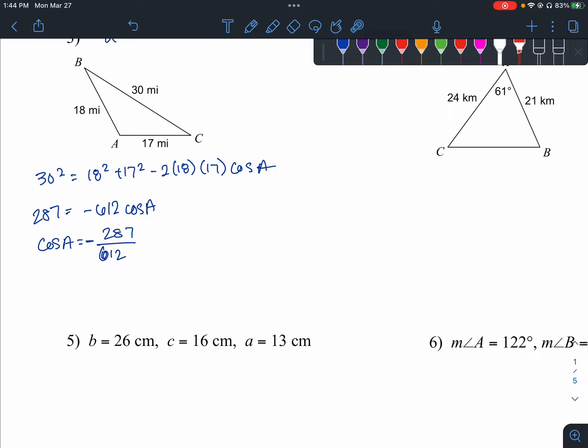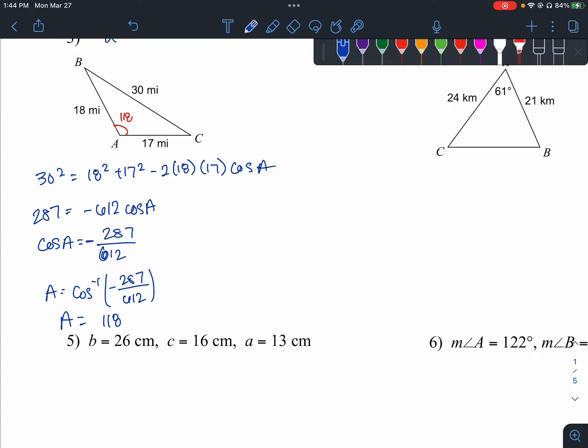And then to get rid of the cosine, I'm going to do cosine inverse. So A is equal to cosine inverse of negative 287 divided by 612. So A is going to be equal to cosine inverse of negative 287 divided by 612, and I get 117.966. So I'm going to round that up to 118. So we got 118 right there.